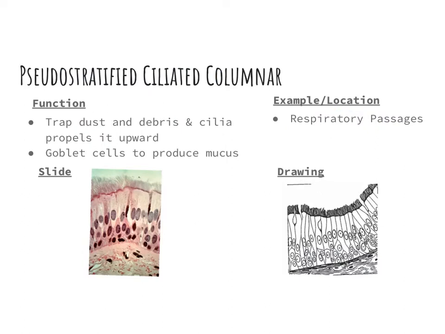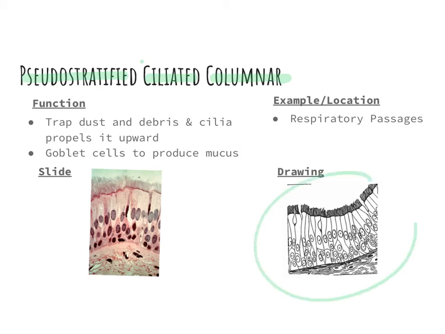All right, next we have pseudostratified ciliated columnar. So that's a big name. Let's break that down a little. Columnar meaning column-shaped cells. So if you look at the drawing, you can see some of those column-shaped cells there. And then pseudostratified. The prefix pseudo typically means fake. So these are fake stratified, which means they aren't really stratified, even though it looks like it.